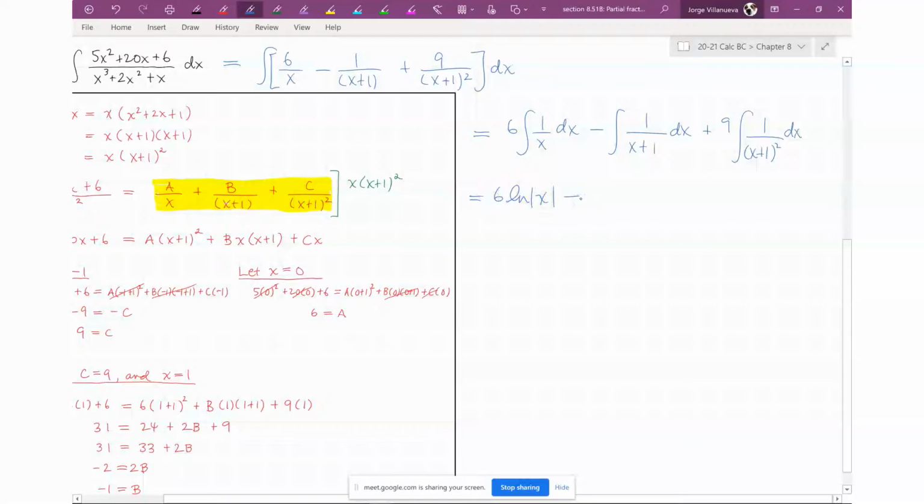minus, can someone tell me what the integral of 1 over x plus 1 dx is? I'm going to give you a couple seconds here. I don't know if anybody can do that in their head. It's just a u substitution. You let u equal x plus 1, du is dx. You can type it out if you want. I'll give you 10 more seconds if anybody wants to say it or tell me you're working on it.